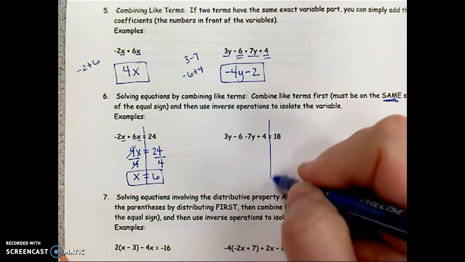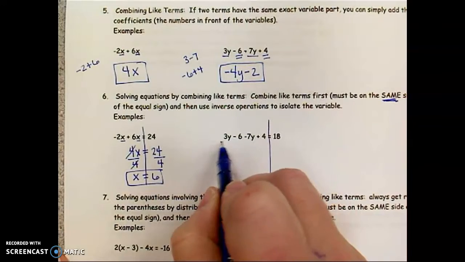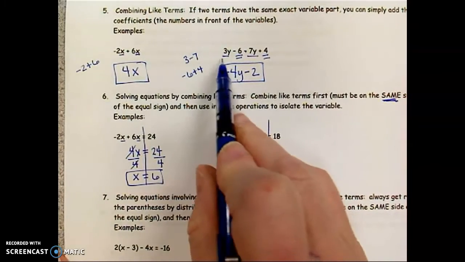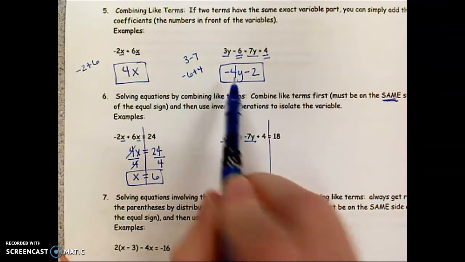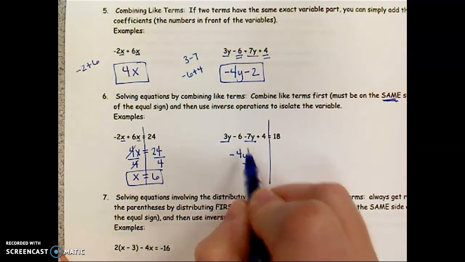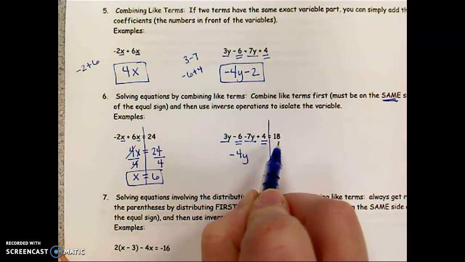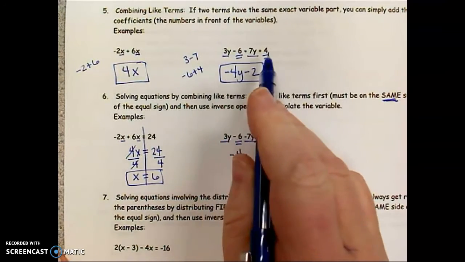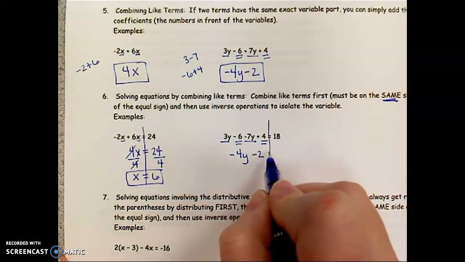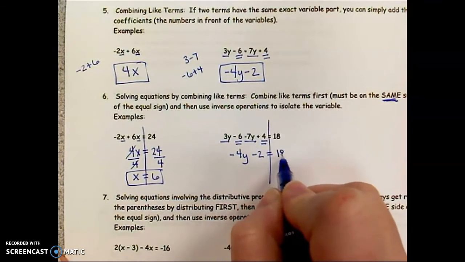Remember, like terms are on the same side. So I add the 3y and the negative 7y just like I did up here and get negative 4y. And I can add the negative 6 and the 4, but not the 18. It's on the other side. And negative 6 plus 4 is negative 2. So on the other side, I have this 18.